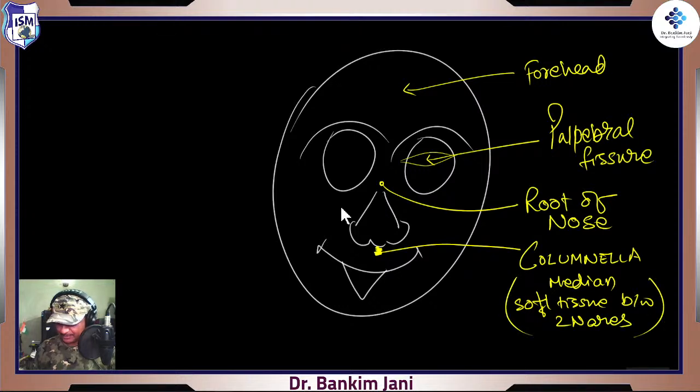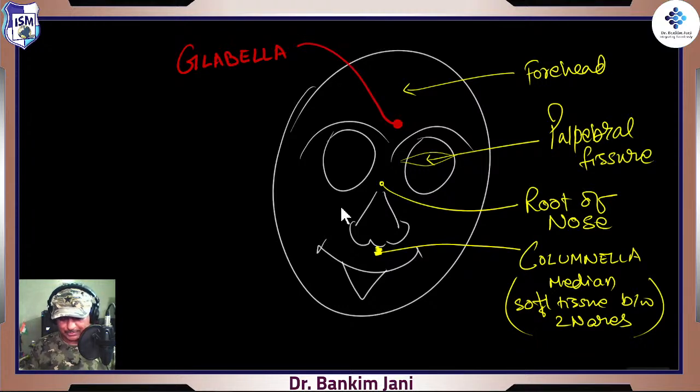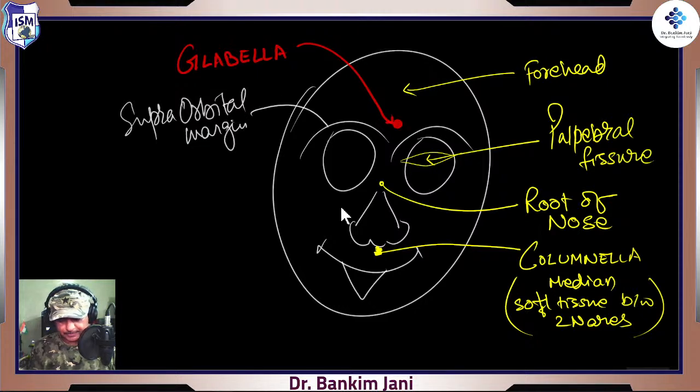Very interesting, right? Where you put the bindi, that is called the glabella. Then above the eyebrows, if you touch, you'll find that yes, there is a prominence. That is what is called the supraorbital margin, right? Makes sense, supraorbital margins above the orbits.